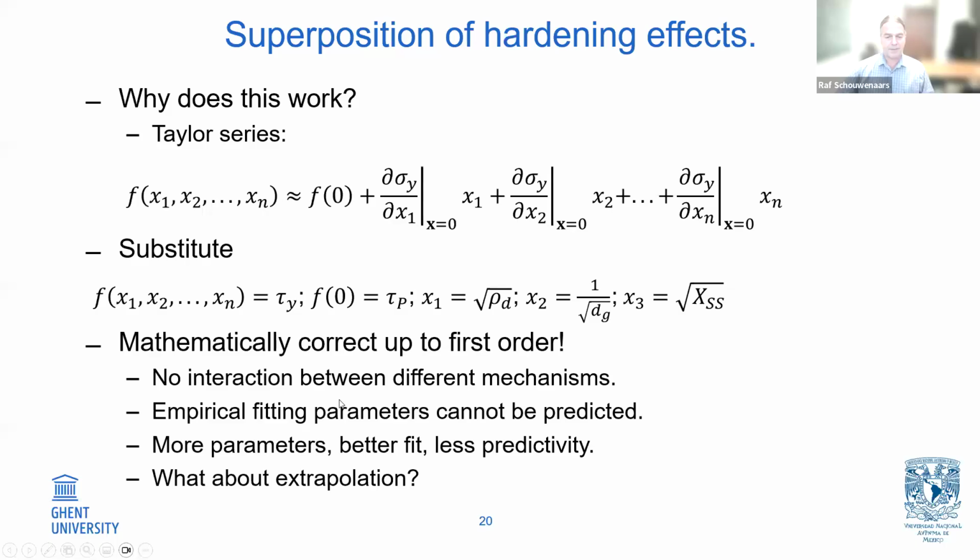The empirical fitting parameters cannot be predicted. If we have more parameters, then we have a better fit, but less predictivity, because to fit more parameters, you need to do more tests, and you may end up with a model which in fact is only valid for a single batch of material. The point is, you can also not extrapolate. You don't know what happens outside your experimental window. So it's nice, it works, it gives good results to publish a lot of papers, but it's not 100% scientific.